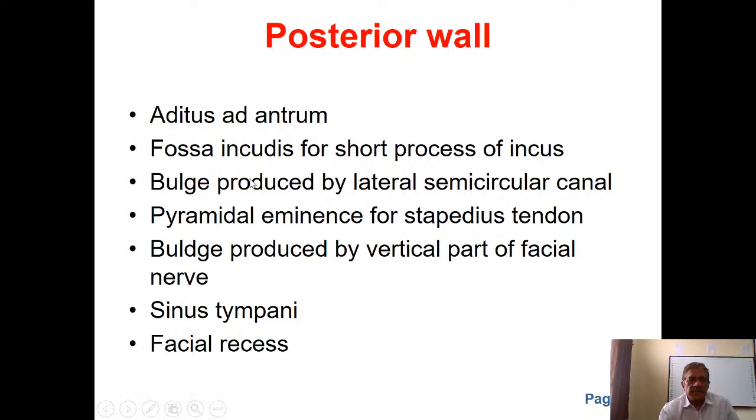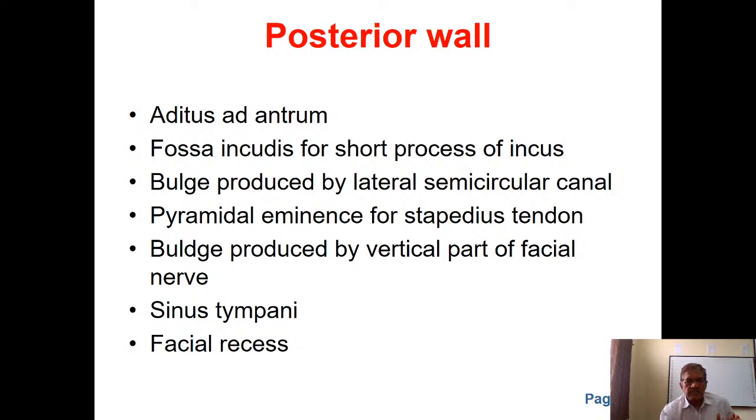Then the bulge produced by the lateral semicircular canal, which you have seen, the pyramidal eminence for the stapedius tendon, and the bulge produced by the vertical part of the facial nerve. As I told you, the horizontal part becomes the vertical part. Then you have the sinus tympani. This is one thing which you have to understand.